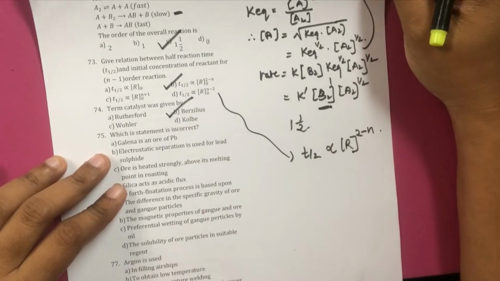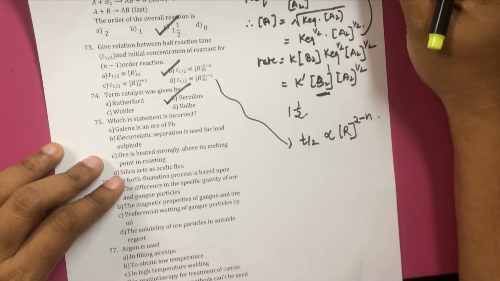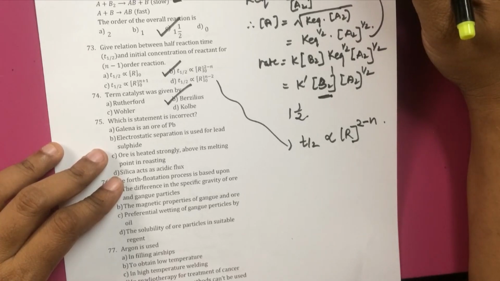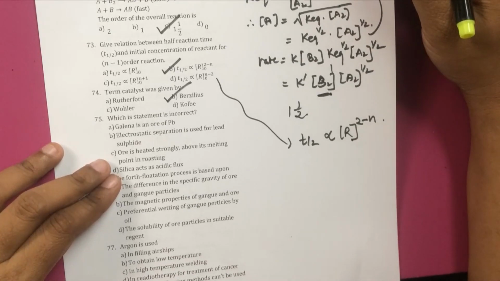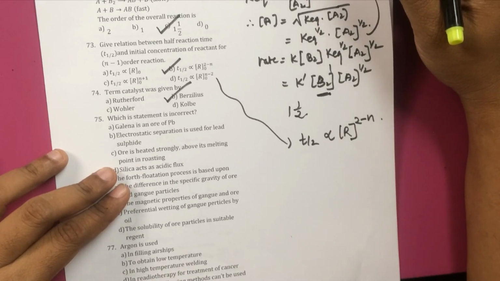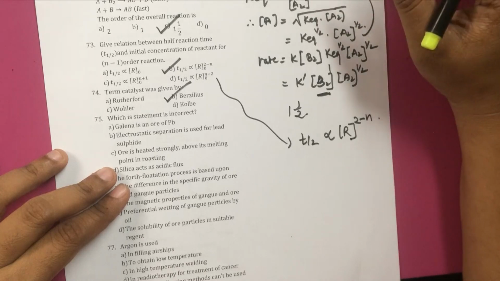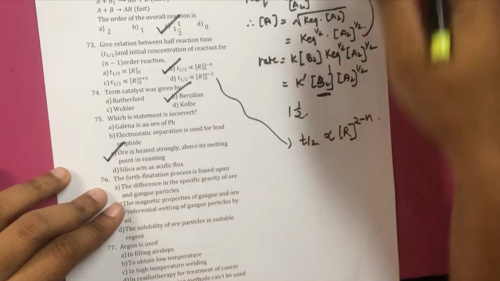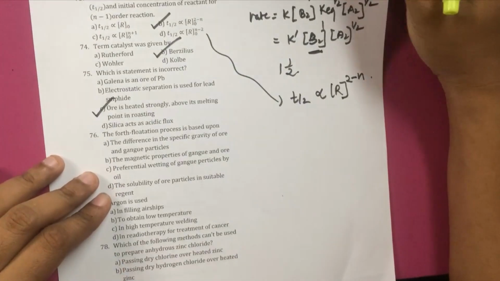Question number 75. Which of the following is incorrect? Galena is an ore of lead. Yes, it's PbS. Electrostatic separation is used for the lead sulfide. Yes. Ore is heated strongly above its melting point in roasting. Roasting is a process in which ore is heated strongly below its melting point, not above. Therefore, option C is incorrect.